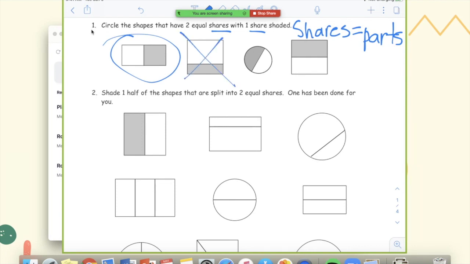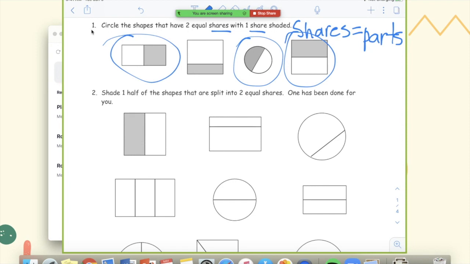I'm going to cross it, or you know what? I'm not going to cross it up. I'm just going to leave it blank, okay? Because it's not equal. This is also equal because I see that's right down the middle and they look the same size and shape. And then this is also equal because it's the same size and shape and 1 is shaded, okay? Number 2, shade 1/2 of the equal shapes that are split into 2 equal shares.